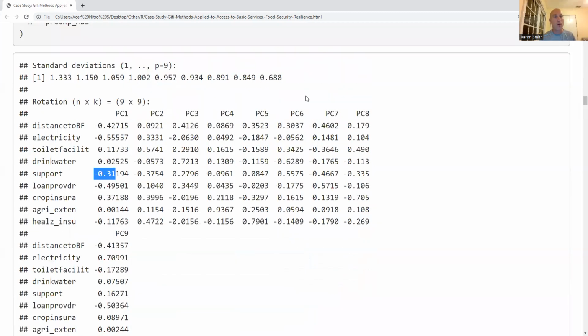Now the second principal component. We have toilet facility, so we have toilet, heels, insurance, I think it's insurance, in the same direction. Then we have crop insurance, and in the opposite direction, support. Here it's not as clear to me what these are. I'm not familiar with the survey. I don't know much about it. I'm sure that the people who wrote the survey would be able to look at this and identify what's going on.